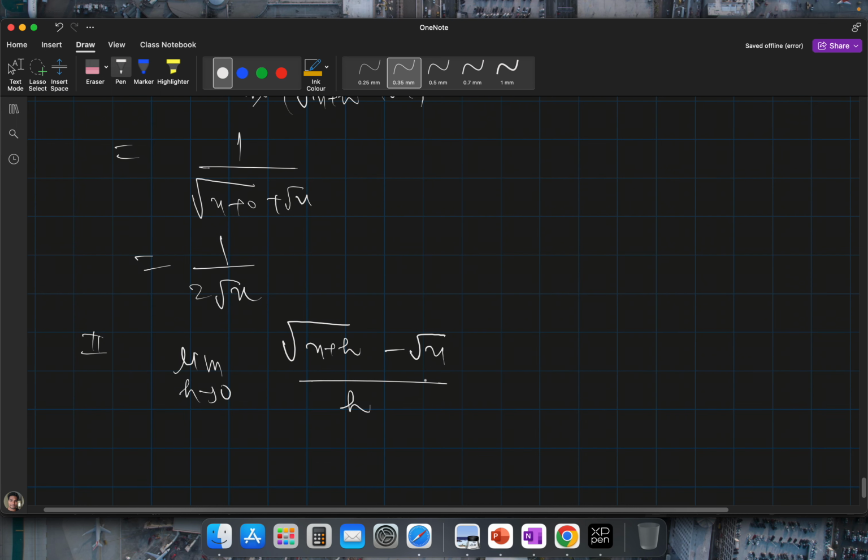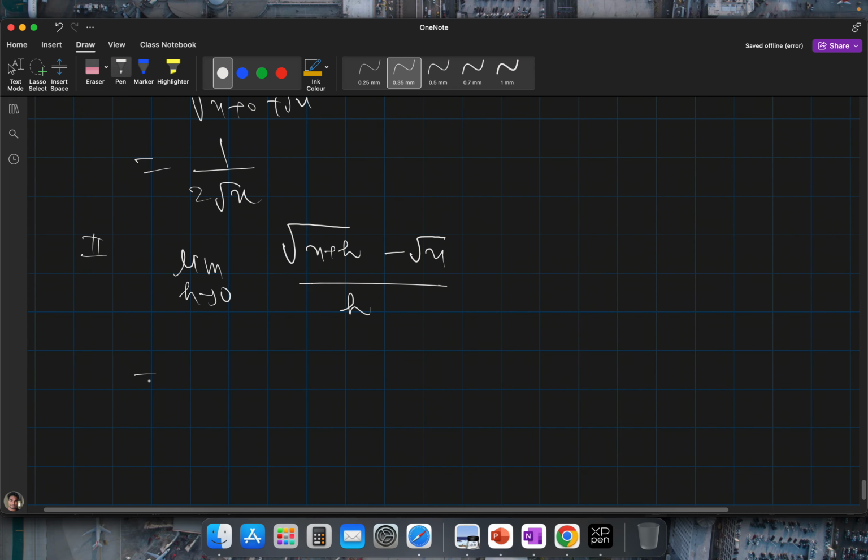I have to differentiate this numerator and denominator with respect to what? X or h? What is the variable here? H. H, not x. You have to be very careful here. Here the variable is not x, the variable is h.